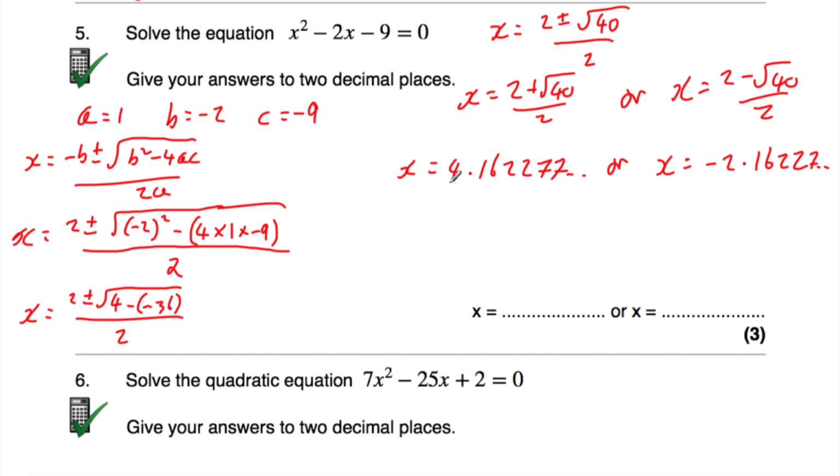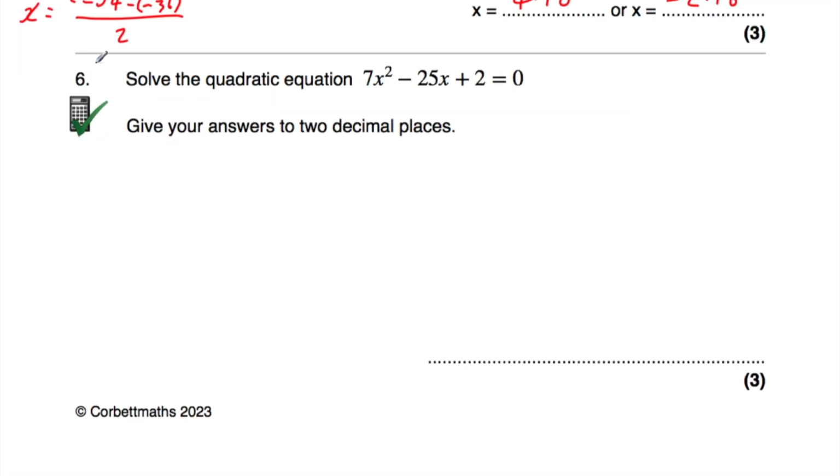So in this case, that would be 4.16. Or in this case, the two decimal places would be negative 2.16. So there's our two solutions. x is equal to 4.16 or x is equal to negative 2.16. And that's it. So let's have a look at our next question. We've got question number 6.